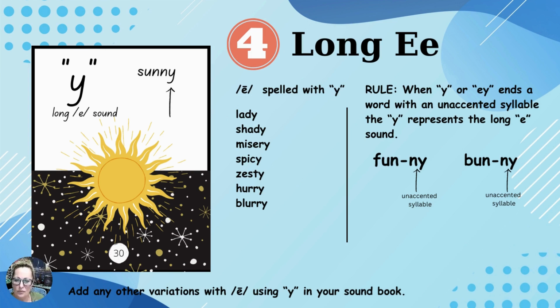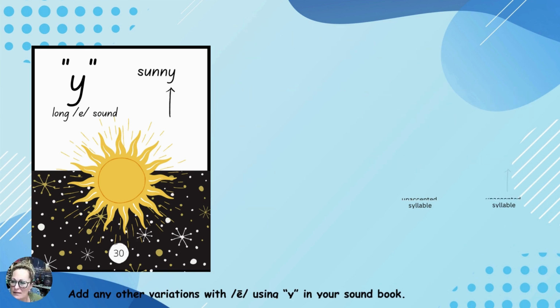And you can see I broke these two words up, funny and bunny. And so it's funny, because we don't say funny, and bunny, because we don't say bunny. The unaccented syllable with the Y is carrying that long E sound. And of course, make all the words that you want in your sound book with the Y at the end that represents the long E sound. Have fun with that.